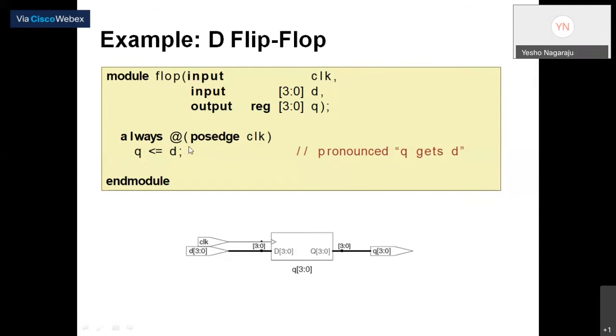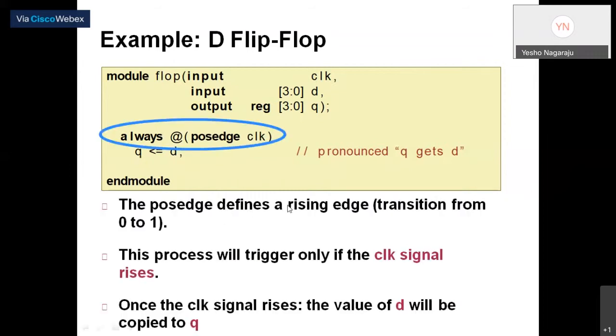Now we see that this always block is sensitive to the positive edge of the clock. This is the first time we are looking at this kind of thing. What is the positive edge of the clock? It is the event of the clock rising, and this always block is sensitive to the rising edge of the clock. When our clock goes high, the statements under the always block get executed.